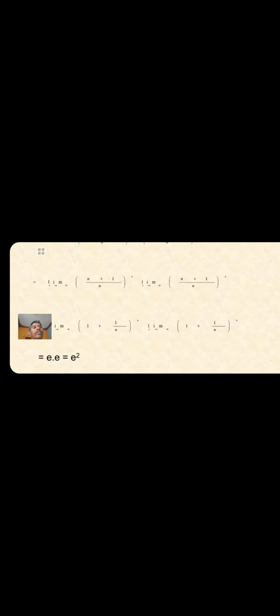So this is in the standard form. The formula gives e. So e into e, that is e squared. So the value of the given function is e squared.